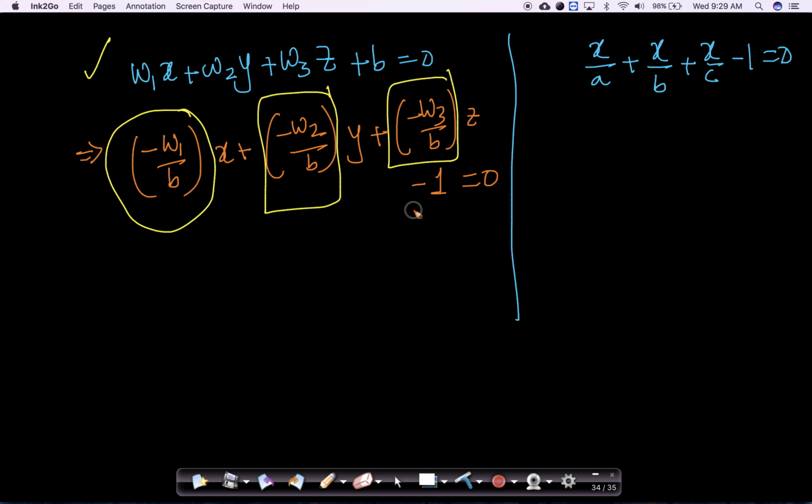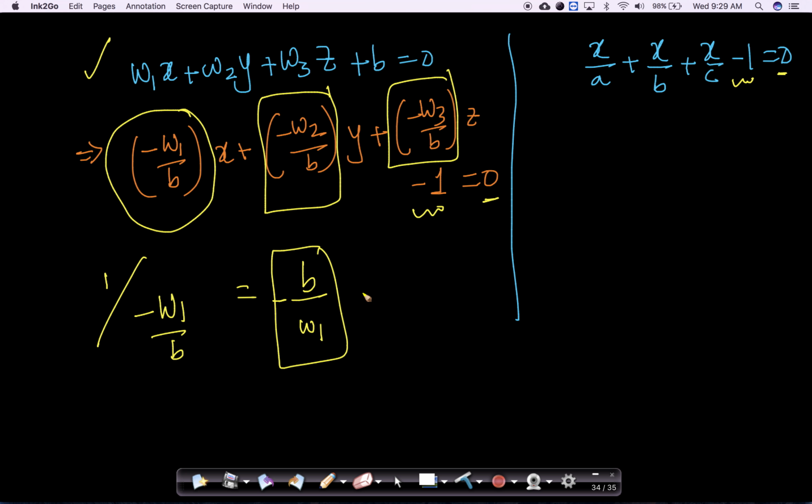Now if you look at this, you have -1 here, you have -1 here. You have 0 on the RHS, you have 0 on the RHS. So now your minus W1 by B, right? Or if you invert this, so let's invert this. So 1 by minus W1 by B, which will become B by W1, right? So this is equal to your x-intercept.